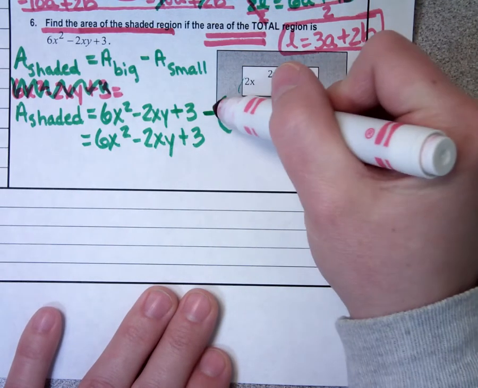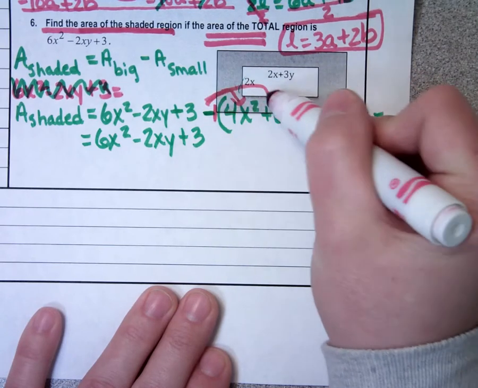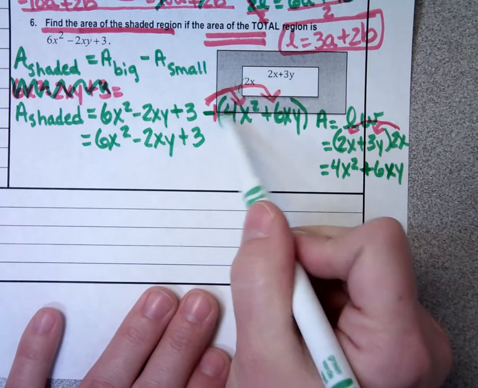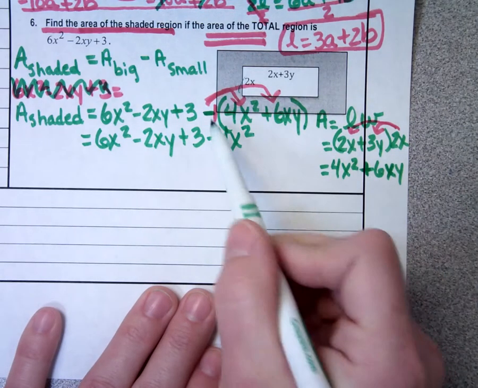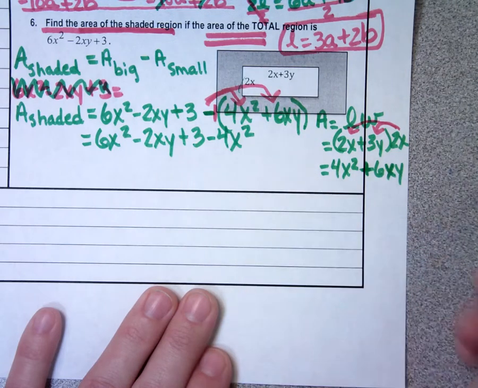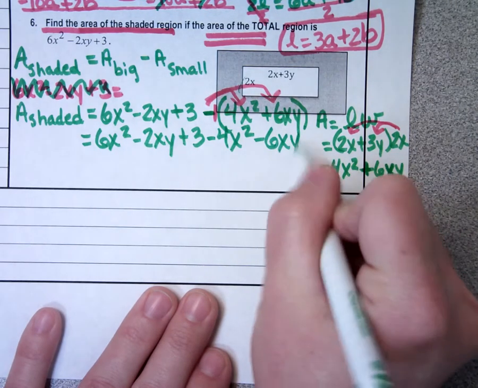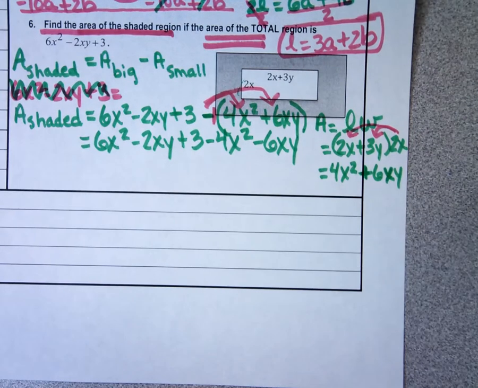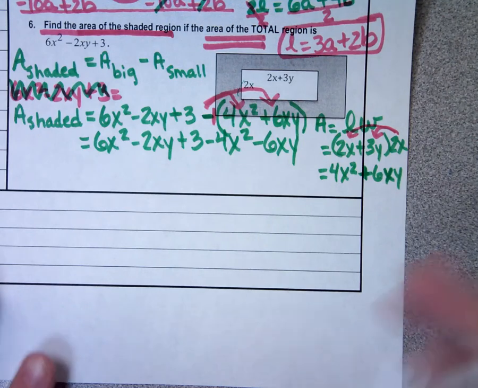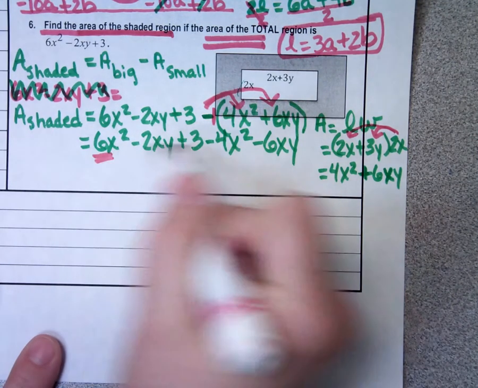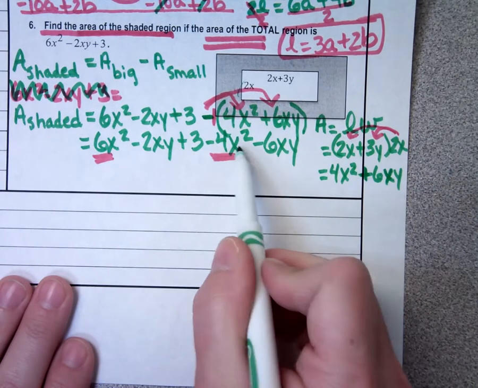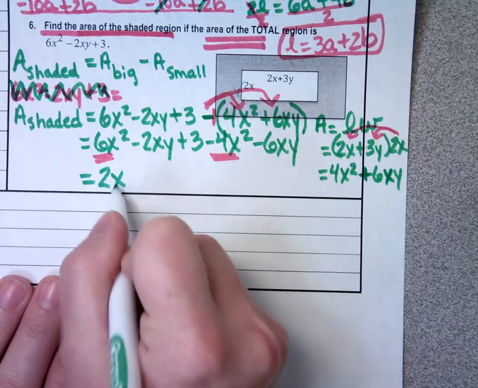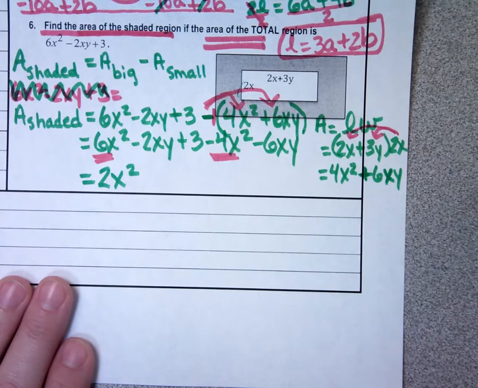And now I need to distribute this negative, or you can think of it as a -1. So let's go ahead and distribute that. What's -1 times 4x squared? A -4x squared. What's a -1 times a positive 6xy? A -6xy. And now I want to combine like terms. It doesn't really matter which one I start with because I have a mixture of x's and y's, but I'm going to start with the x squareds. So how much is 6x squared minus 4x squared? 2x squared.